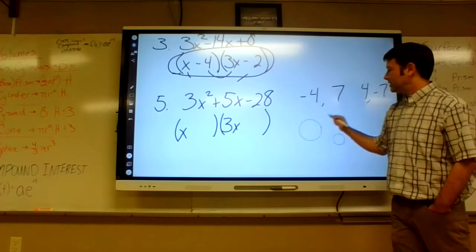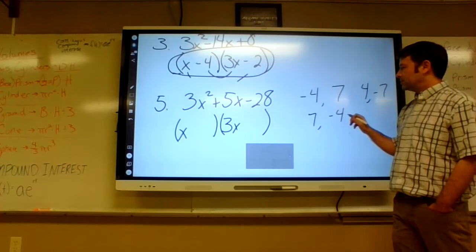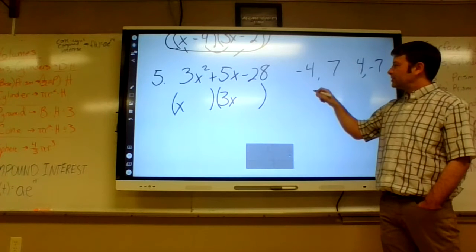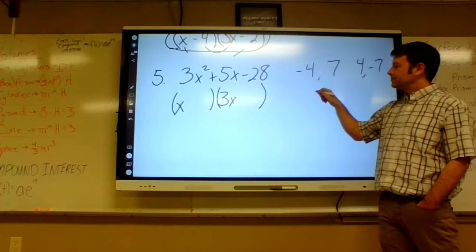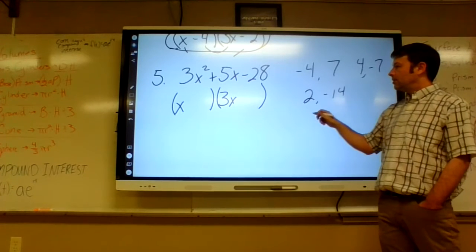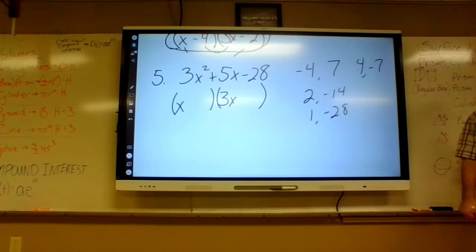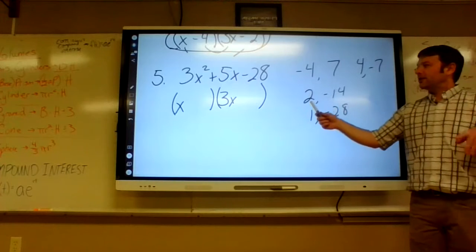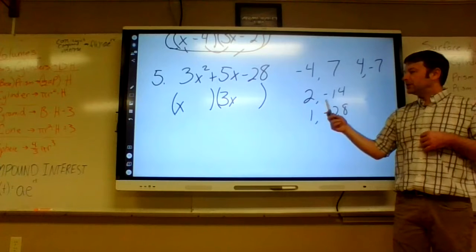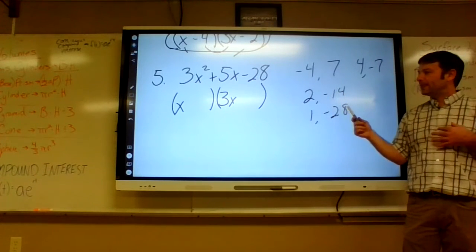Oh, wait, never mind, sorry. I won't write that down. We'll just keep going. 7 and 4, what else? Negative 2, negative 14. 2 and negative 14, or 1 and negative 28. One of the numbers has to be negative, right? To multiply to get a negative. It can't be both negative, and they can't both be positive. So I'm just putting the negative on one of the numbers.